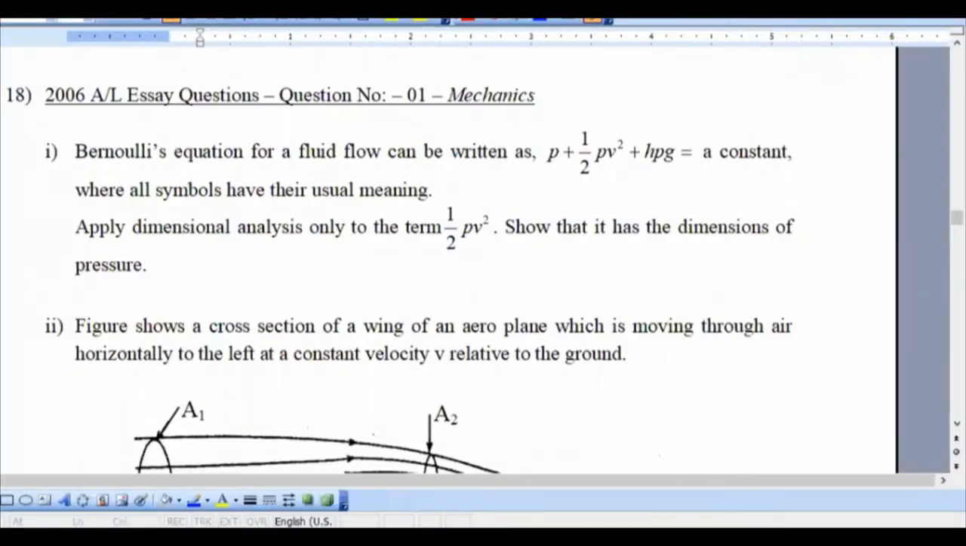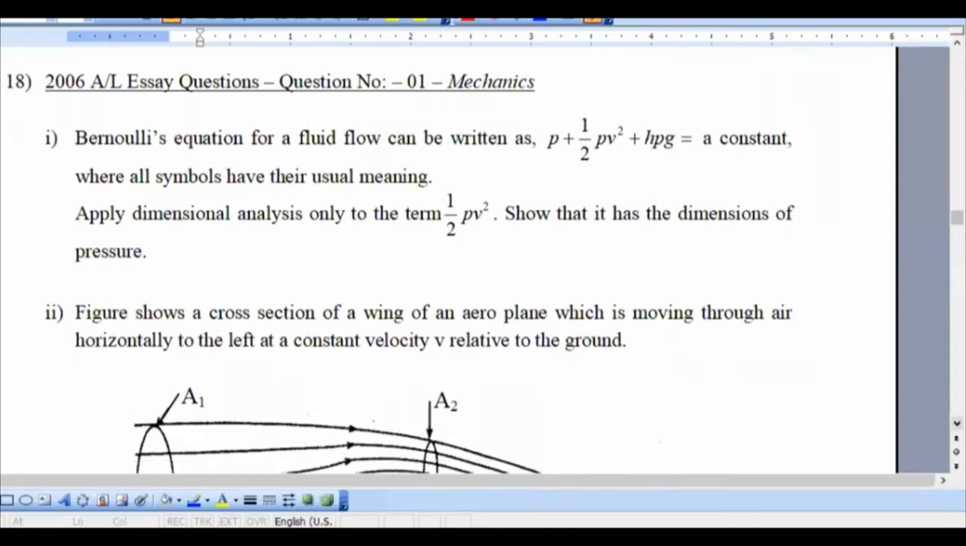This question was given in the 2006 AL paper, which is based on Bernoulli's theorem. So write the heading: 2006 mechanics first essay question.